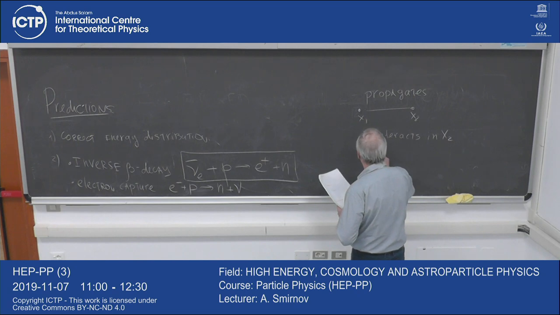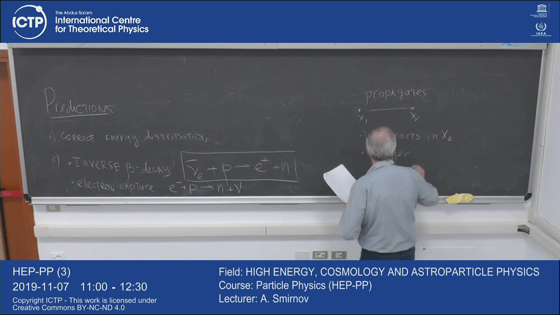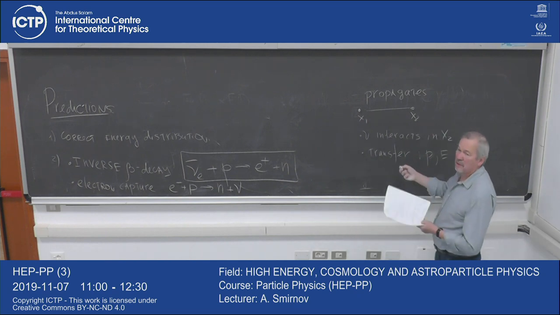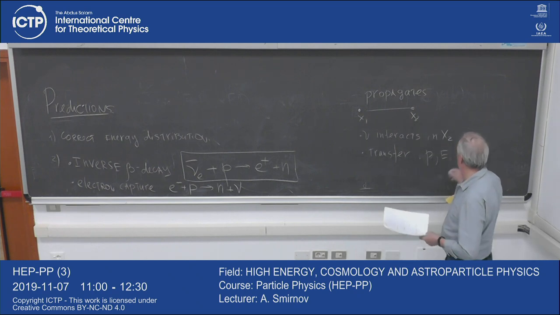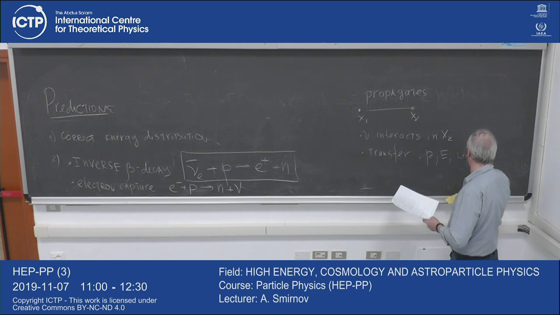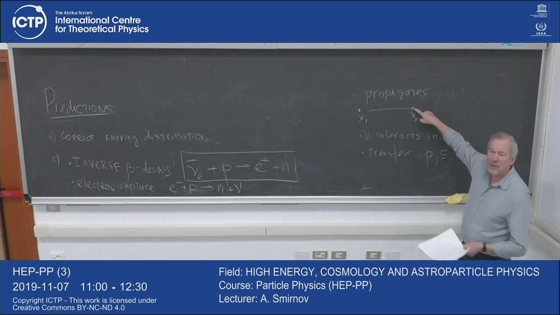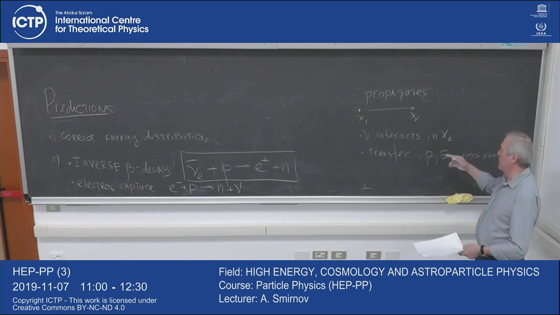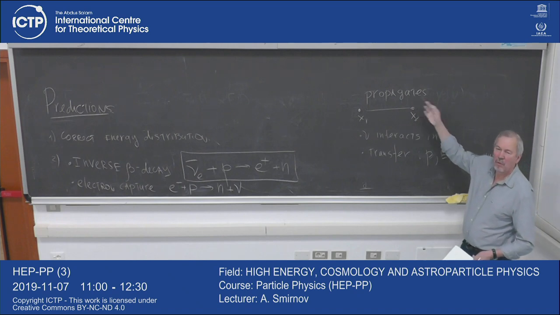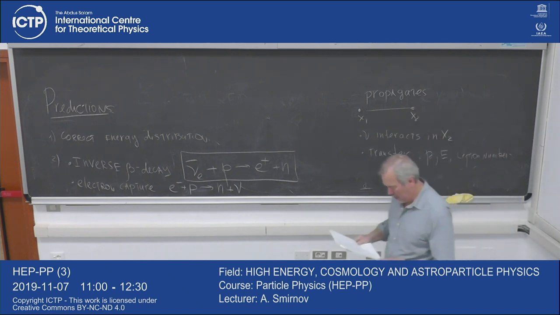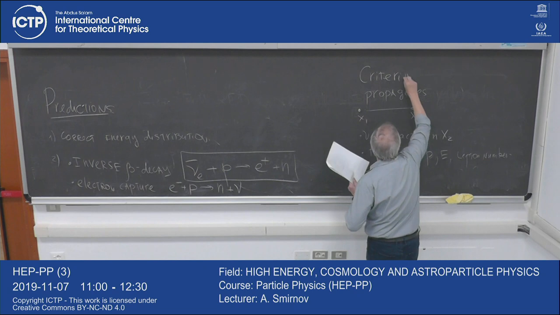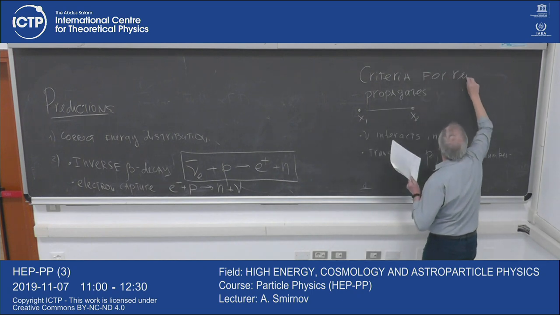And it transfers momentum, energy, and other quantum characteristics it has, so for instance, lepton number. So the interactions at this point in the detection will show you that you have gained some momentum, energy, and changed your quantum numbers because of absorption of neutrino. So these are the criteria for the reality of neutrino.